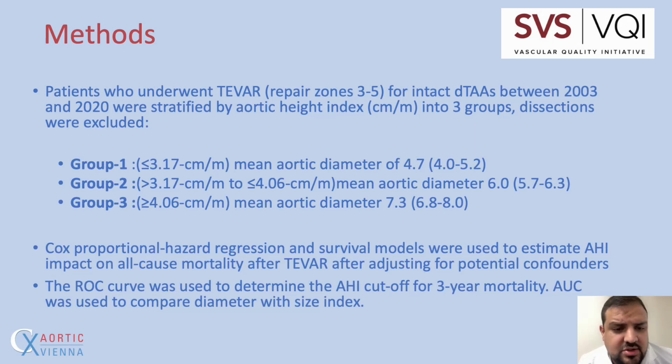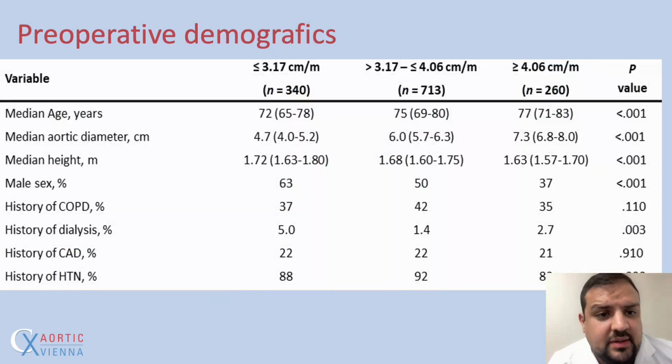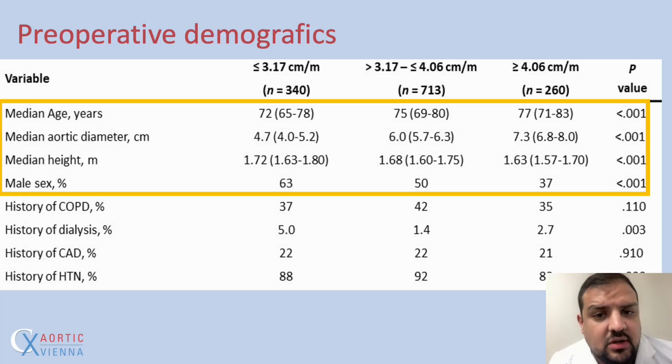Cox proportional hazard ratio and survival models were used to estimate the AHI impact on all-cause mortality, and the ROC curve was used to determine the cutoff of AHI for 3-year mortality, and the area under the curve was used to compare diameter with the index. In the preoperative demographics, we found that the third group was older, had a bigger diameter, and the height was less compared to the other 2 groups.